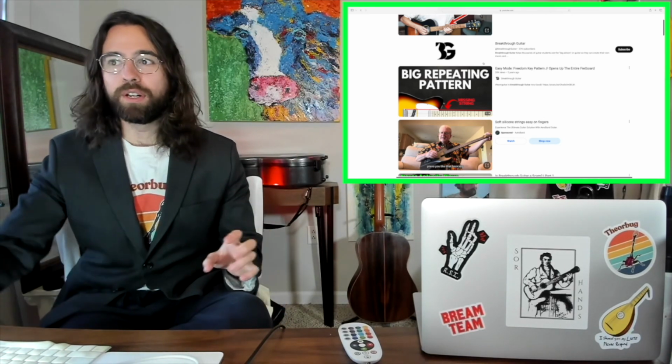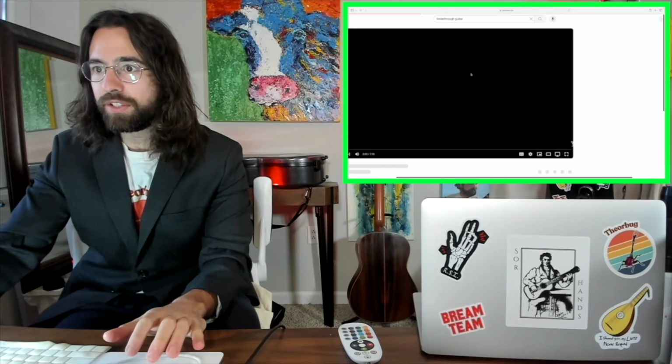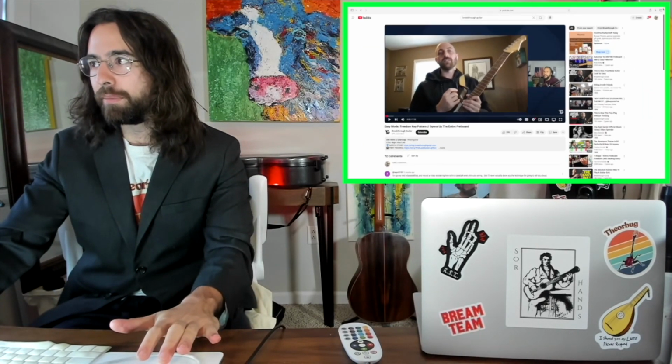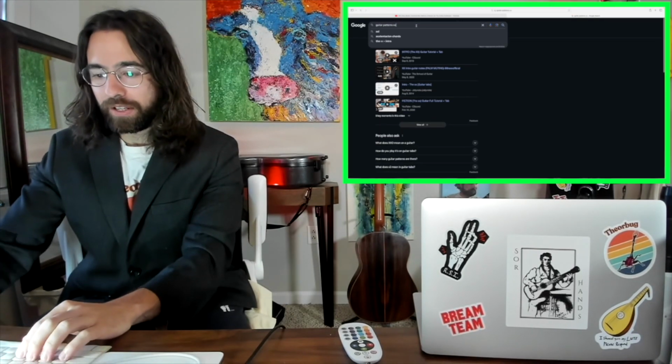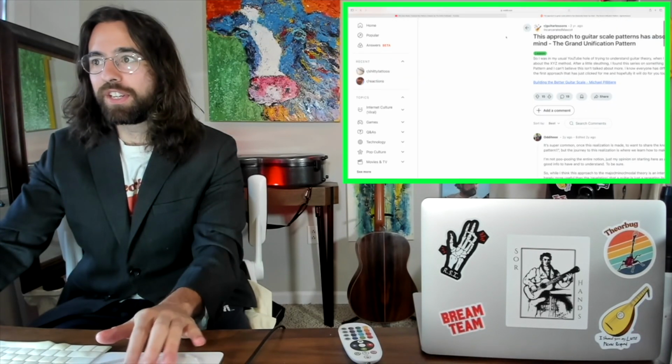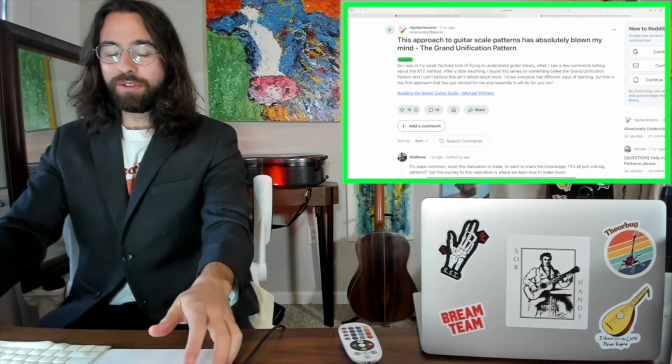But even the method of Breakthrough Guitar, which we can maybe briefly look into, is a very strange method of learning scales in which they call patterns by X, X, Y, Y, and Z, Z. Let me actually look up guitar patterns XXX, yeah. Maybe YY is next, hold on. This approach to guitar scale patterns has absolutely blown my mind. The grand unification pattern. That sounds a little dangerous. I don't know about that. We don't need no grand unifying pattern.